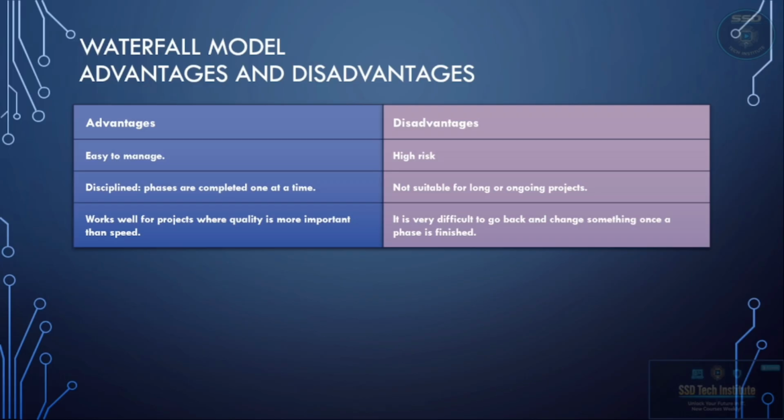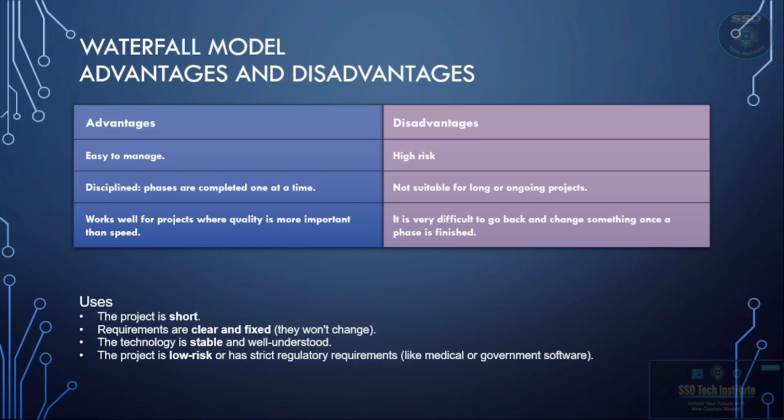Now let's check out the uses of the waterfall model. The project is short. The requirements are clear and fixed. They wouldn't change. The third is the technology is stable and well understood. The project is low risk and has strict regulatory requirements, like medical and government software.